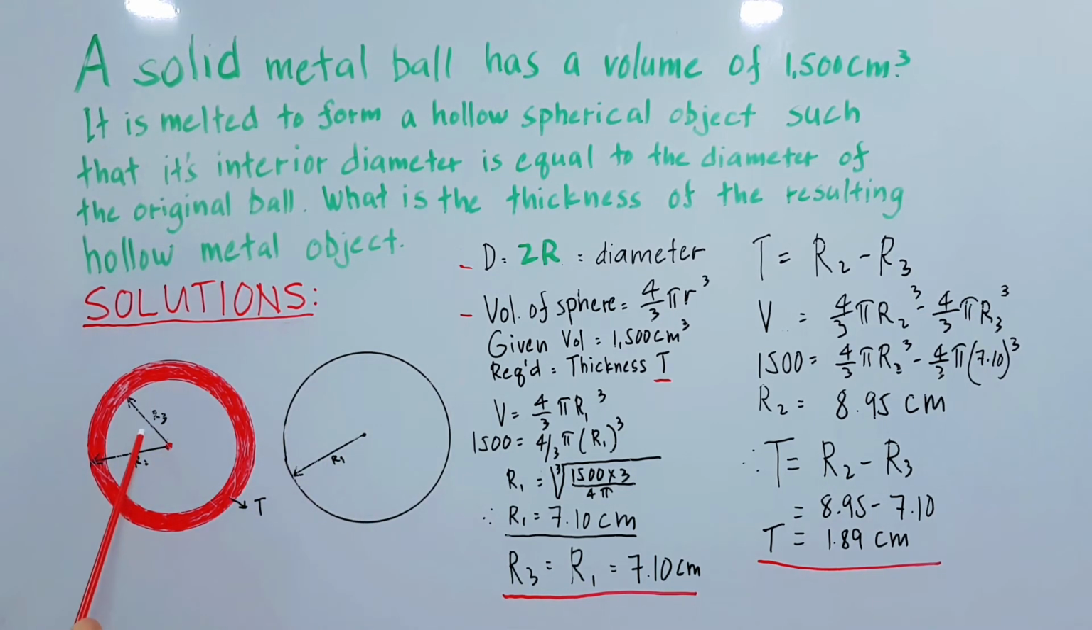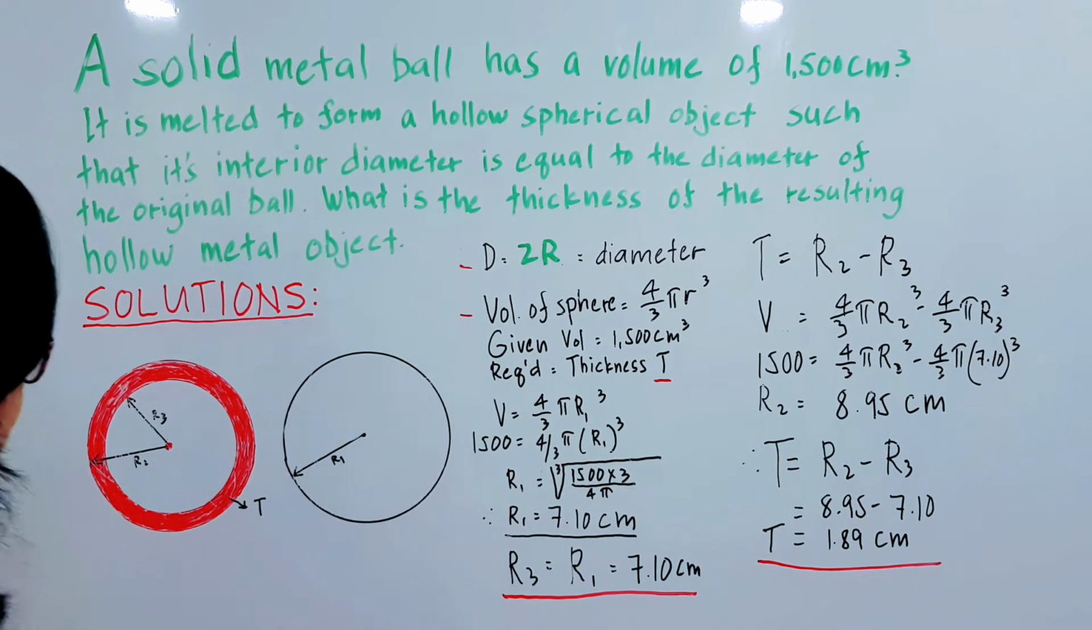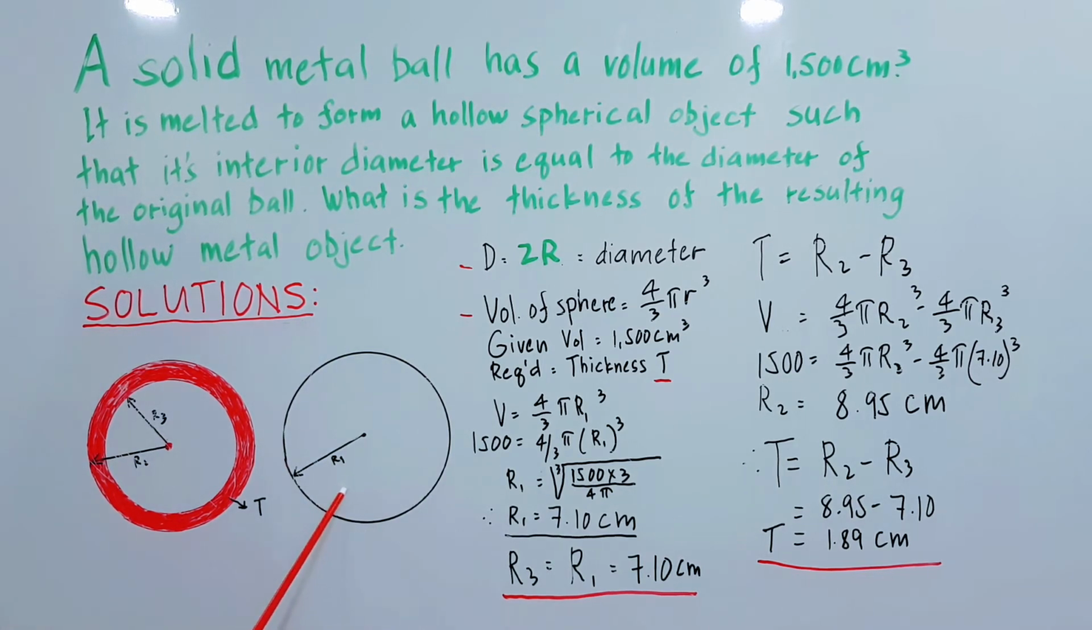So, ang interior radius natin dito, we designate this as R3. Therefore, R1, which is equal to R3, is equal to 7.10 centimeter. So, meron na tayong R1 at meron tayong R3. Pareho lang sila. Therefore, isolve natin. So, nung na-melt na yung spherical object tapos na-form dito na may butas sa gitna, ganun pa rin ang volume nila. The same pa rin. Same pa rin ang volume ng sphere.